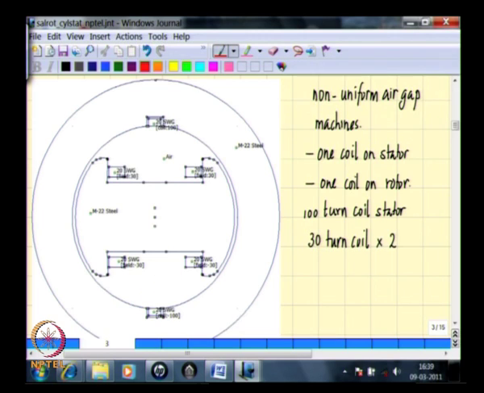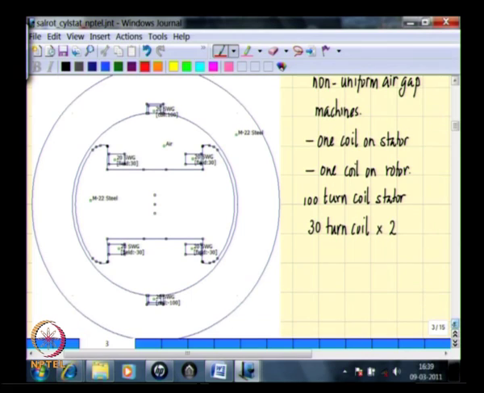So in this case we would like to see what would be the expressions for the inductance of the coil on the stator, inductance of the coil on the rotor, and the mutual inductance between the two. That is the exercise we would like to undertake now. How to do that? From our understanding of inductances, we know that inductance can be described as flux linkage in a particular coil divided by the current that caused that flux linkage.